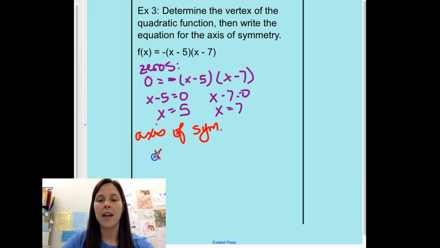That is where we average out those x-coordinates. So we take 5 plus 7, divide it by 2. 5 plus 7 is 12, divided by 2 is 6. So our axis of symmetry is the equation x equals 6.